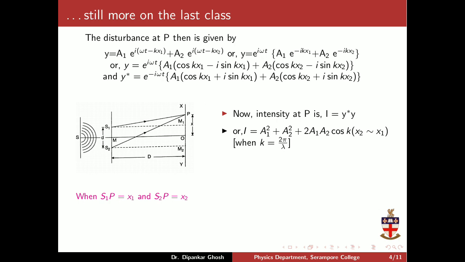I is equal to a1 squared plus a2 squared plus 2 a1 a2 cos k(x2 minus x1). Now remember this difference sign. I have emphasized this in the previous class. So as is obvious from the above, the factor cos k(x2 minus x1) controls the intensity, as you know.